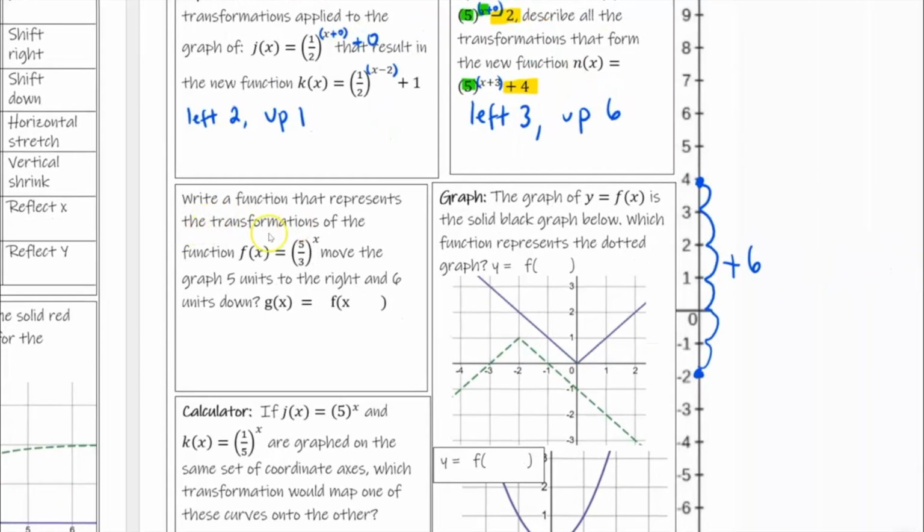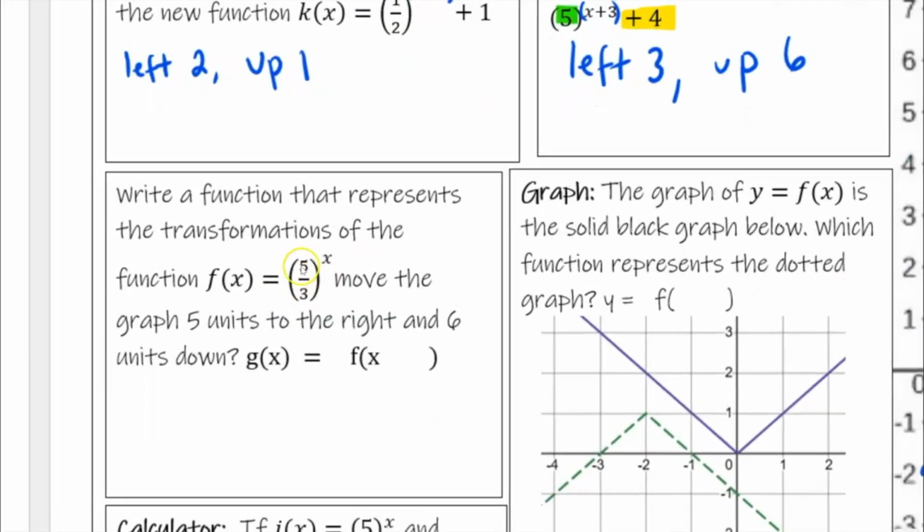Looking at another question: write a function that represents transformations of the function f of x, which is this. Move the graph 5 units to the right and 6 units down, then give me my new function. So instead of them telling you what it is and what it's doing, they're giving you my original and the instructions, and you have to write something similar to this. Let's get started. The way they're writing this, just pay attention to it, they're not asking you to write what f of x is, because they've already said g of x is some transformations that you're going to apply to f of x. They're not telling you to write 5/3x, because they're already telling you that's f of x. So it's already assumed in here that f of x is this.